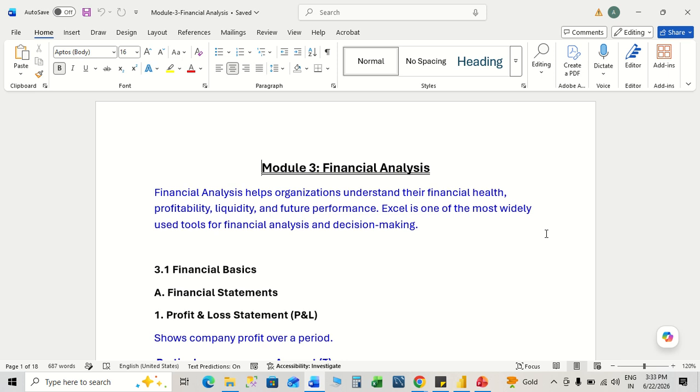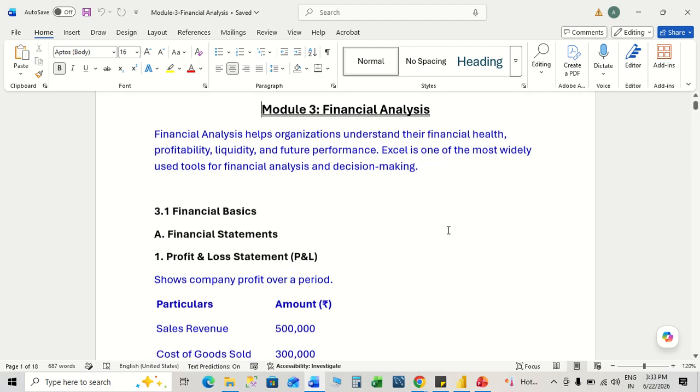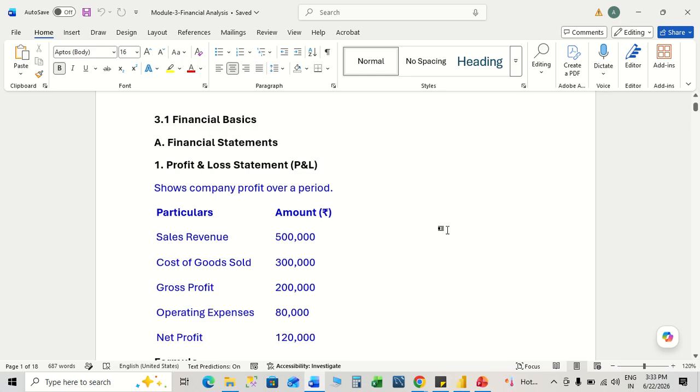By the help of analysis, by the help of reports, by the help of data, we can analyze things and predict what will be happening in the future. Excel is one of the most widely used tools for financial analysis and decision making. We can use both techniques, Excel as well as Power BI, for financial analysis.